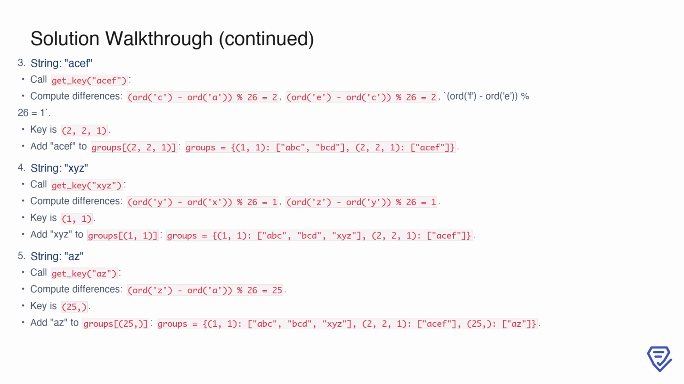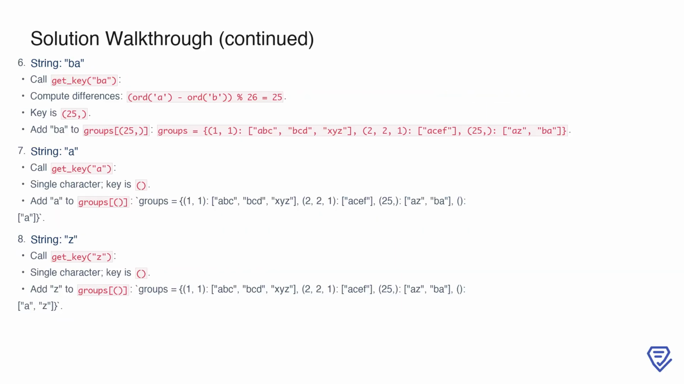Next, for the string XYZ, the differences between characters are 1 and 1, resulting in the key (1, 1). Since this key already exists, we add XYZ to the same group, making groups {(1, 1): [ABC, BCD, XYZ], (2, 2, 1): [ASF]}. Processing AZ, we compute the difference as 25, so the key becomes (25). We add AZ to this new group, updating groups to include (25): [AZ]. For the string BA, we find the difference between its characters is 25, so the key is also (25).